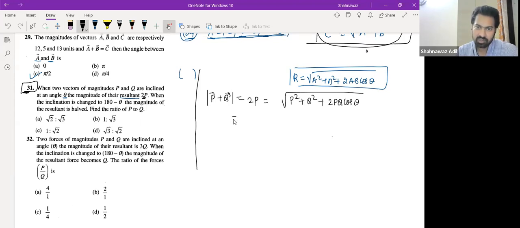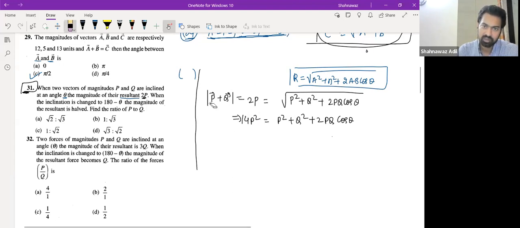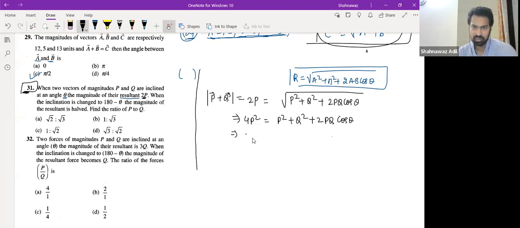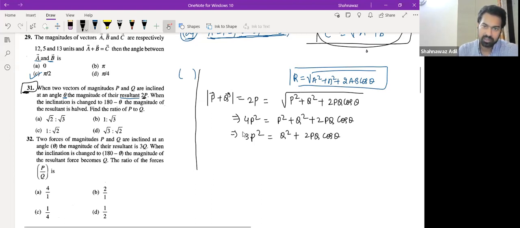And when we square this, this would be 4P square equals P square plus Q square plus 2PQ cos theta. Right, guys? Yes, sir. And then we have what? So let us further solve this. This is Rishita's term, right? 3P square is Q square plus 2PQ cos theta. Okay, and this is the first case.